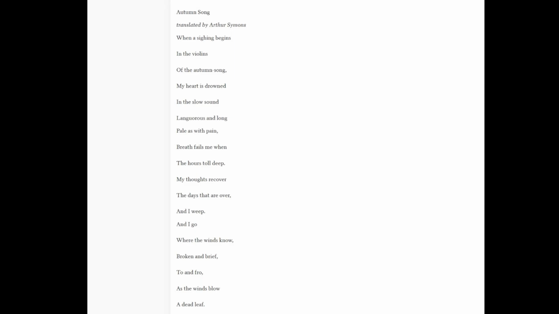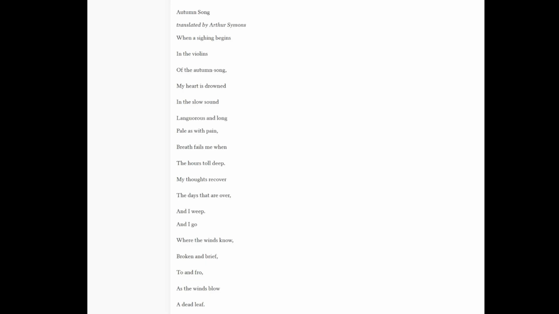When a sigh begins in the violins of the autumn song, my heart is drowned in the slow sound, languorous and long. Pale as with pain, breath fails me when the hours toll deep. My thoughts recover the days that are over, and I weep. And I go where the winds know, broken and brief, to and fro, as the winds blow a dead leaf.